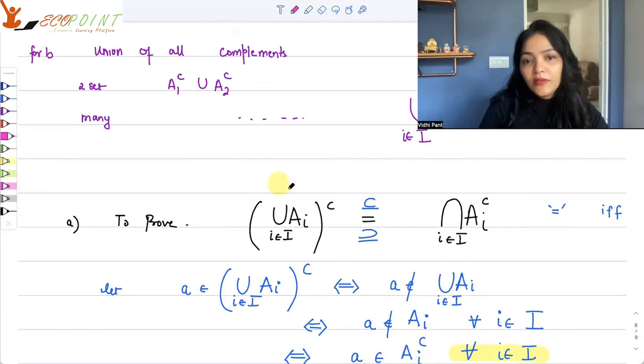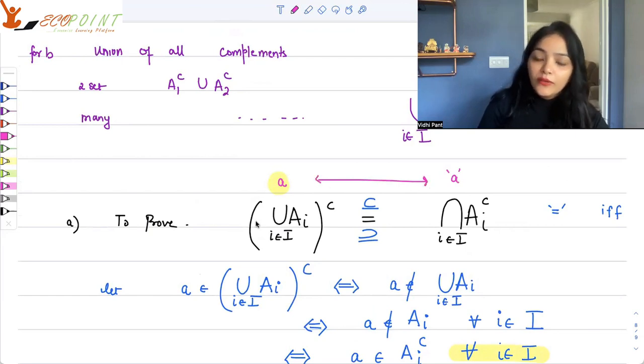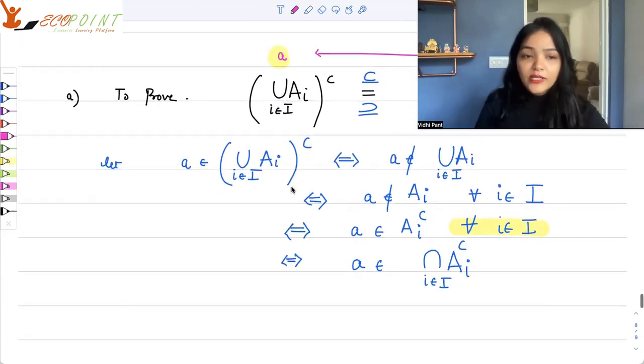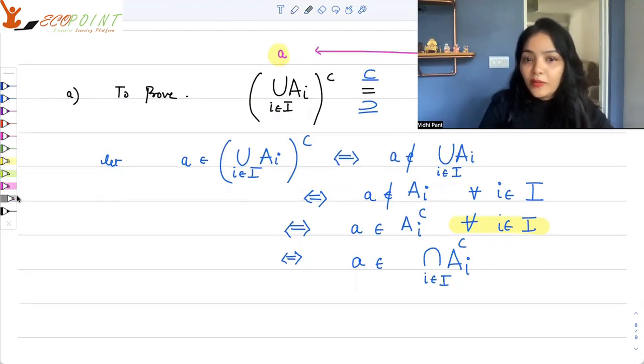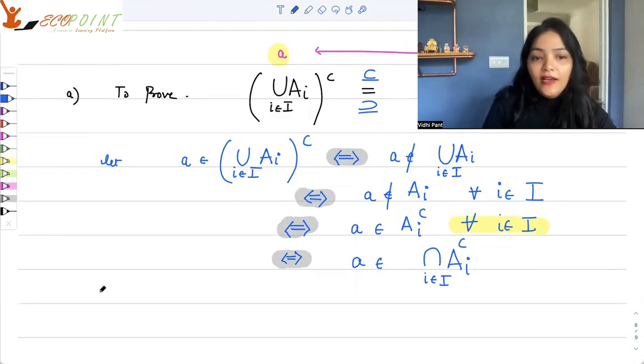You start with an element here and you prove that that element is here with if and only if. So, what is the importance of if and only if? I'm going to tell you here. When I've used if and only if, that essentially means I have done this part.